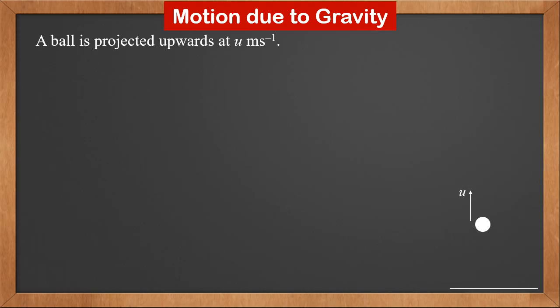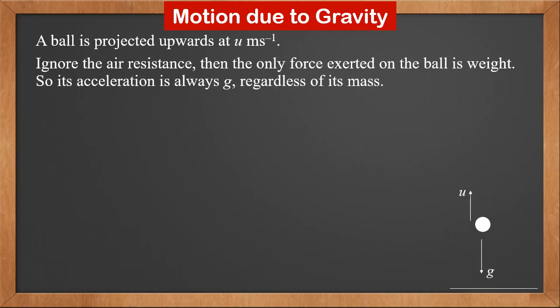A ball is projected upwards at u meters per second. Ignore the air resistance, then the only force exerted on the ball is weight. According to Newton's second law of motion, W is ma. And since W is mg, the ball's acceleration is always g, regardless of its mass.